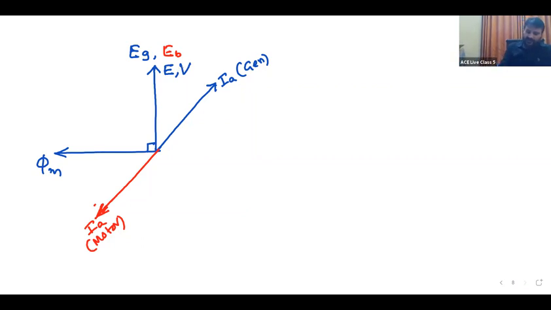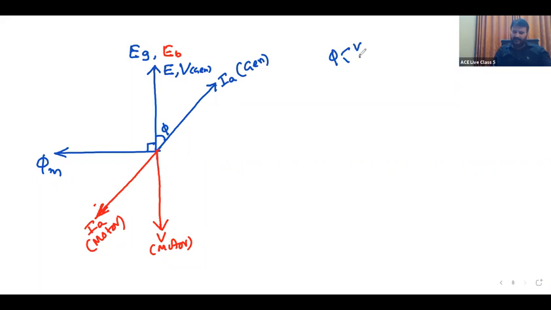Whereas for the motor, how are the current and the terminal voltage? This is V for the motor. Okay, this is V for the generator. The generator is in the same direction. For the motor, EB and EG both are in the same direction, but V will be in the opposite direction. And strictly speaking, the power factor angle phi is the angle between V and IA.